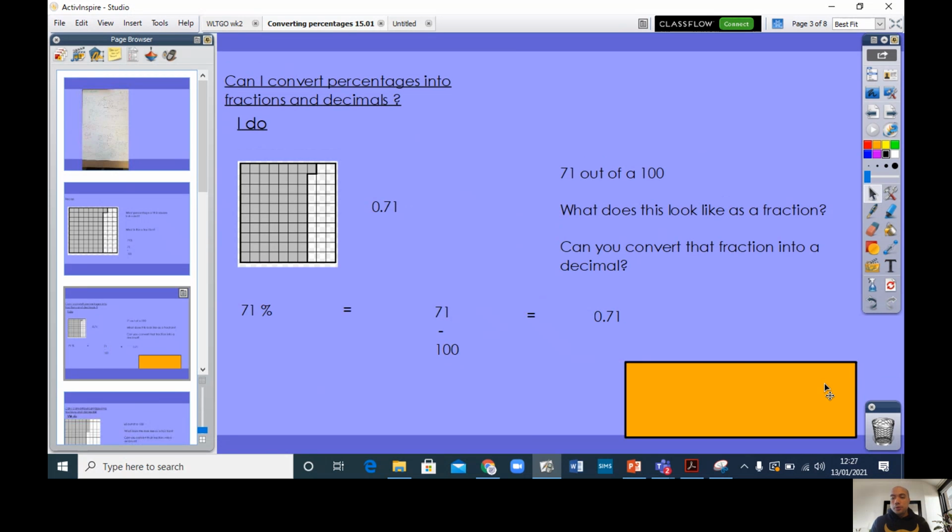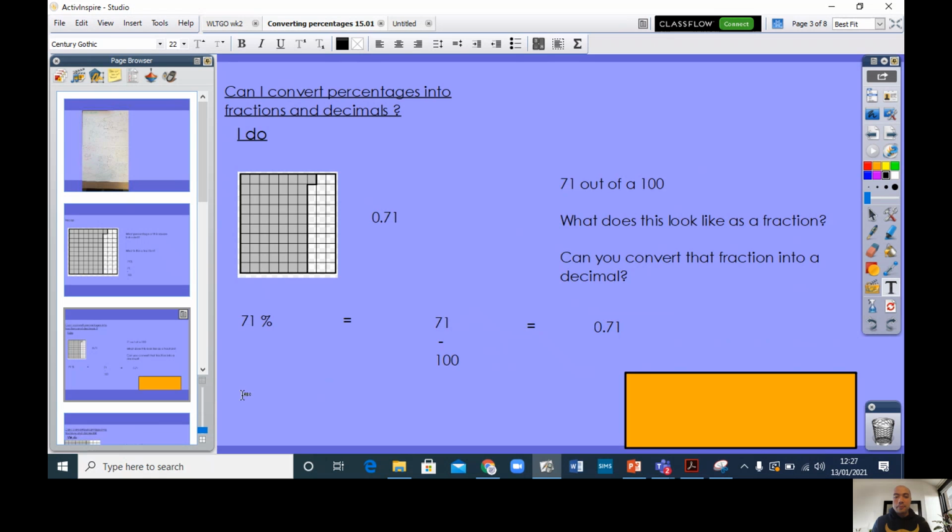If you want to, I'm just going to type now. If I, for example, put 61%, have a go, pause now and have a go at turning that into a fraction and then into a decimal. When you unpause the video, we will go through it together.